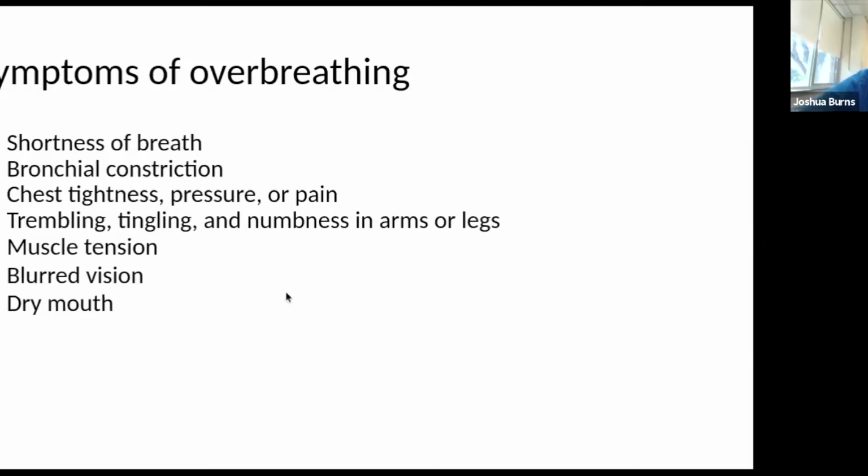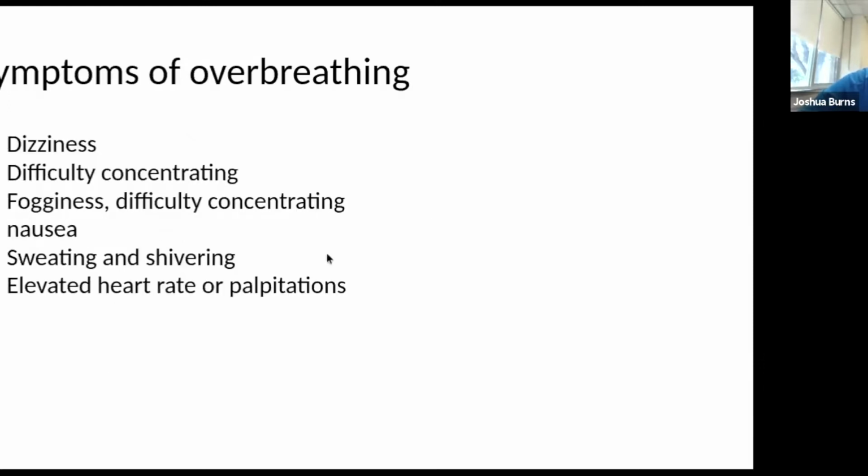Muscle tension ends up being very common. Muscles become tight, and it's very difficult to relax the musculature during these types of breathing episodes. Blurred vision and dry mouth tend to be really common. And then on top of that, we can easily get dizziness. We can start to get difficulty concentrating on tasks. What we call fogginess or brain fog becomes a very common symptom of overbreathing. Nausea, sometimes feeling sick to our stomach, is very common within this, and then sweating and shivering as that stress response is going on.